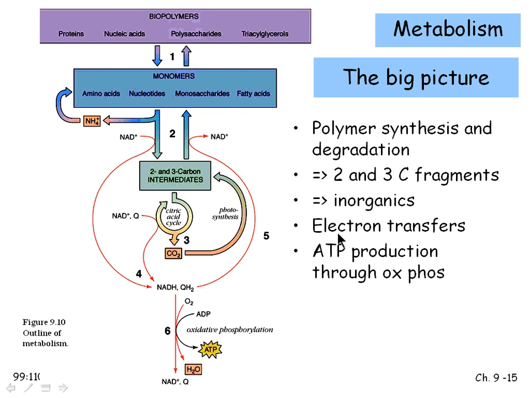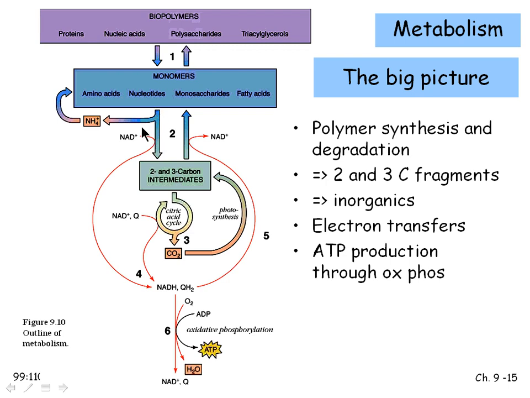So this is the big picture. This is the overview of what we're going to be talking about for the next several chapters. And the general strategy is going to be the same no matter what the starting polymer is. You're going to have large, complicated molecules up here: proteins, nucleic acids, polysaccharides, triacylglycerides, not so complicated. They can be broken down to monomers or made from monomers. Those monomers, as you can see listed here, in turn, can then be broken down to 3-carbon, 2-carbon fragments.